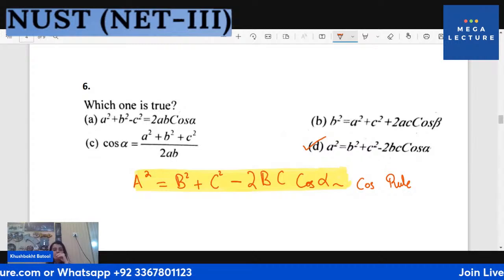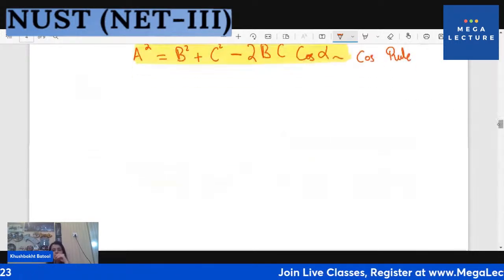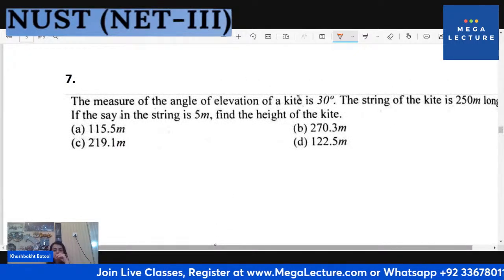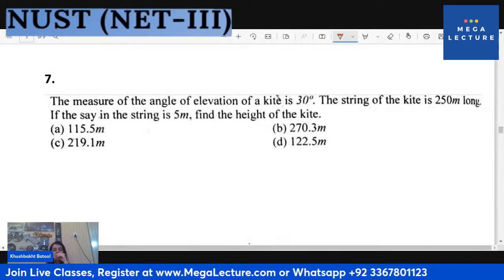Okay, let's talk about the next question then. Okay, so this is the seventh question. It is very interesting. Let's see how to solve it.